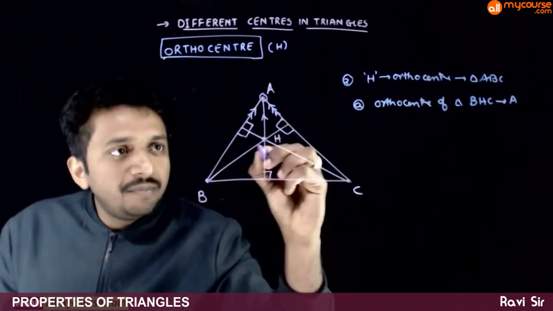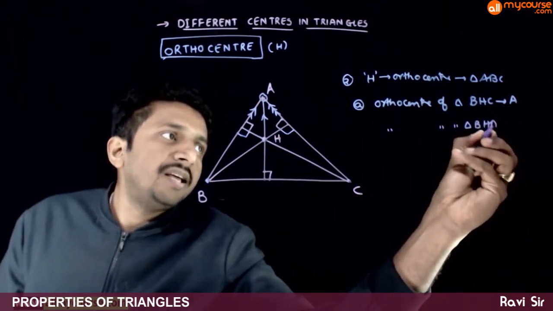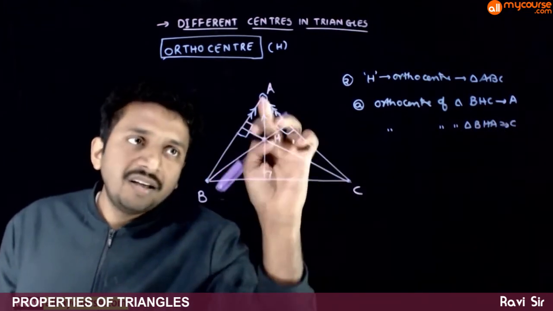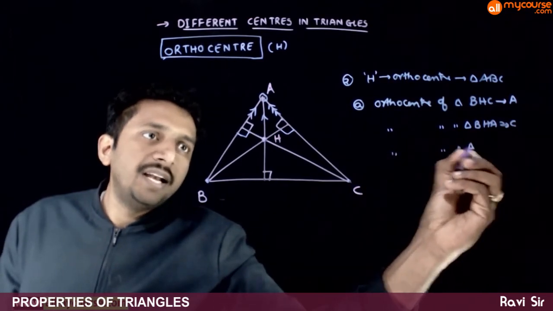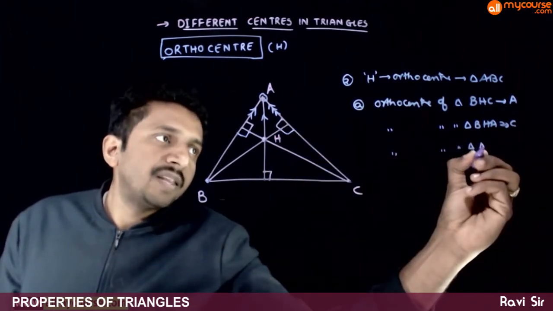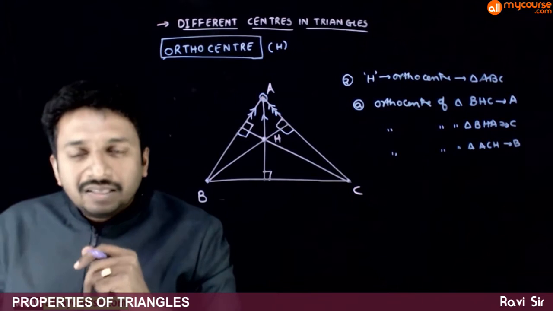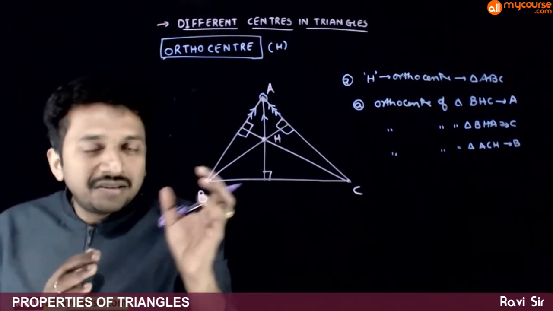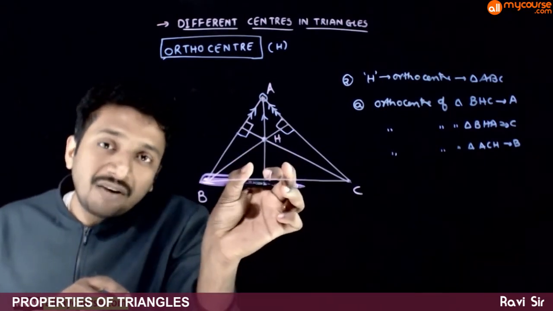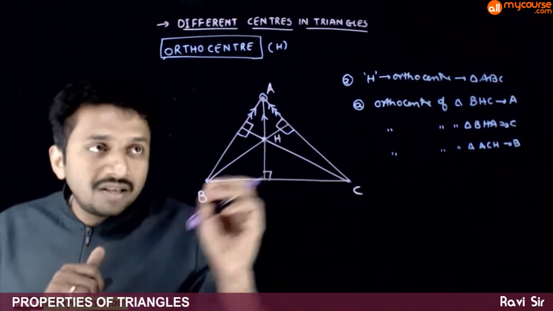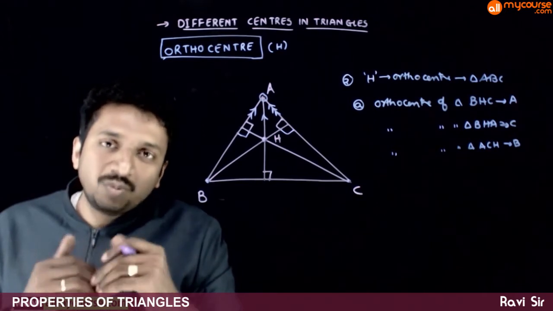What is the orthocenter of triangle BHA? It is the vertex C. What is the orthocenter of triangle ACH? This is the point B. This is a very frequent question which will be asked from the concept of orthocenter. If H is the orthocenter of the triangle, the orthocenter of the triangle formed with the orthocenter and two vertices will be the remaining vertex. I hope you understood the second point. Now let us move on to the third point.